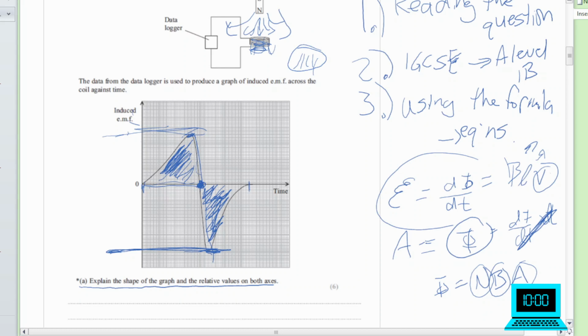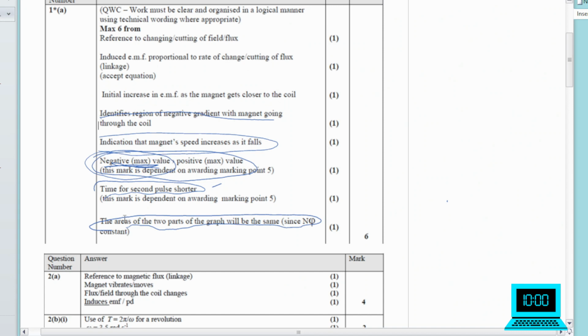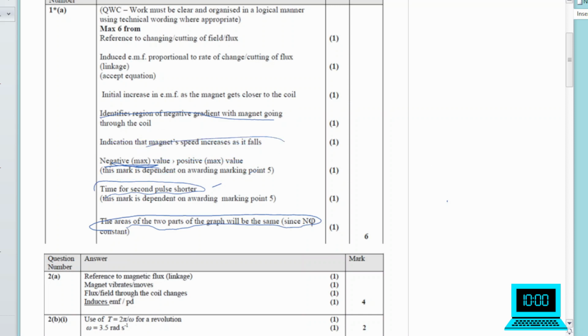They're not asking why the graph is shaped, why the graph is produced. They want you to explain the shape and the relative values on both axes. And so that's what we've done here, talking about the areas, talking about the time, talking about the negative EMF being greater than the positive EMF. Okay? Talking about why that happens, because the speed is increasing. That's the only real physics part.